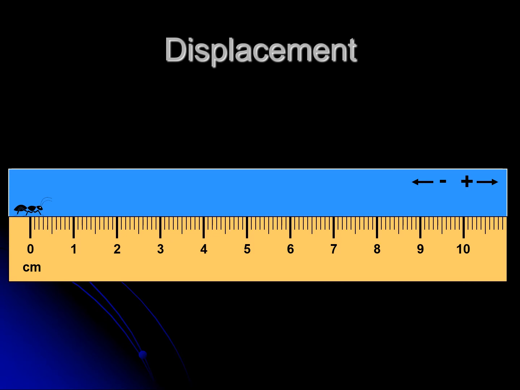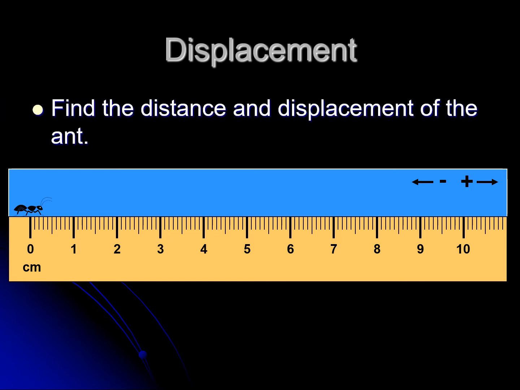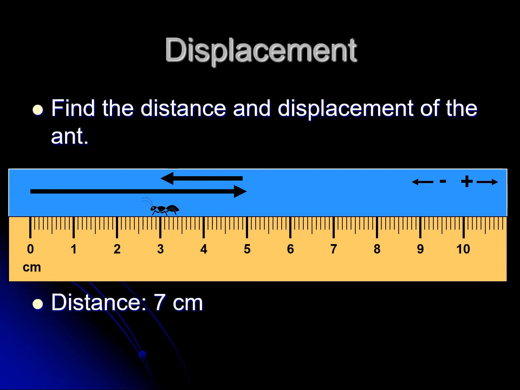Okay, this time let's have more examples about displacement. Find the displacement and distance of your ant. The ant moves from 0 to 5, then from 5 to 3. So the ant moved 2 times. What do you think is the distance? The distance is 7 centimeters because the ant moved from 0 to 5 centimeters, and then it goes again from 5 to 3 centimeters, which is 2 centimeters. So that's why your answer is 7 centimeters.